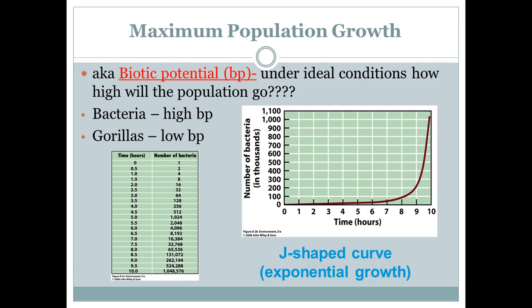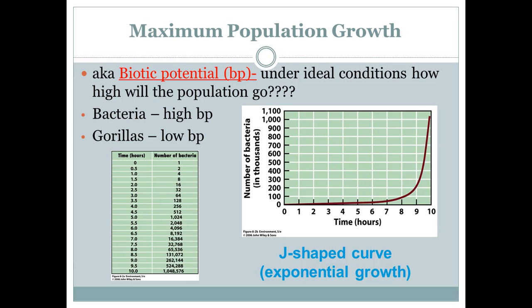So, maximum population growth is called biotic potential. This is different as far as total population depending on the species.